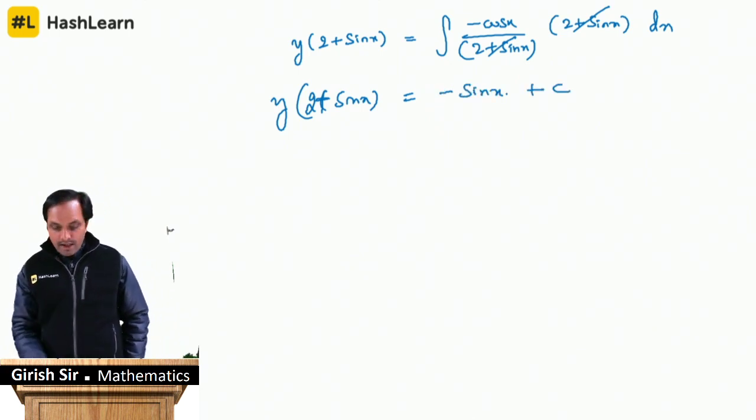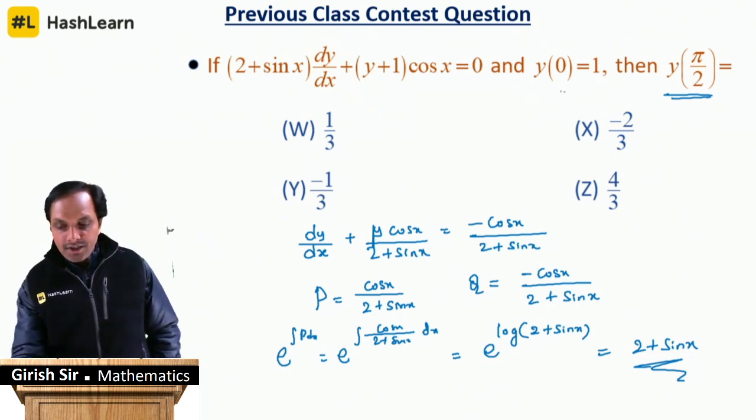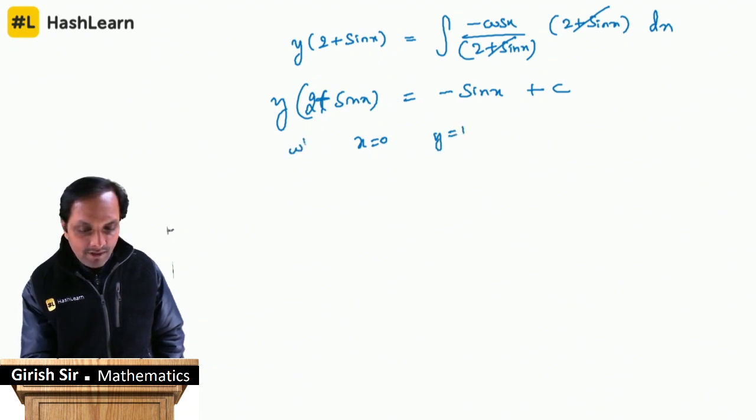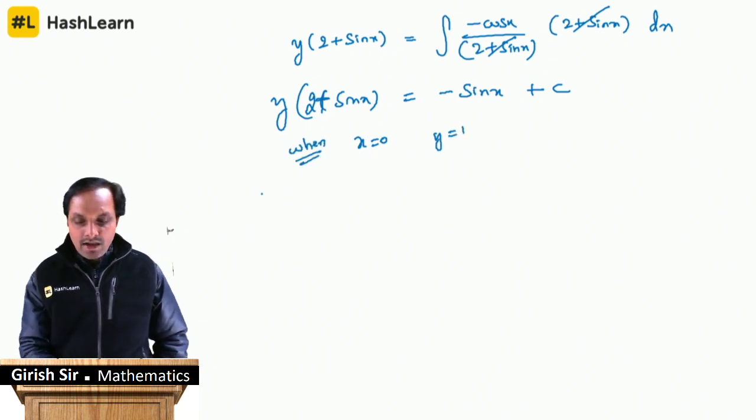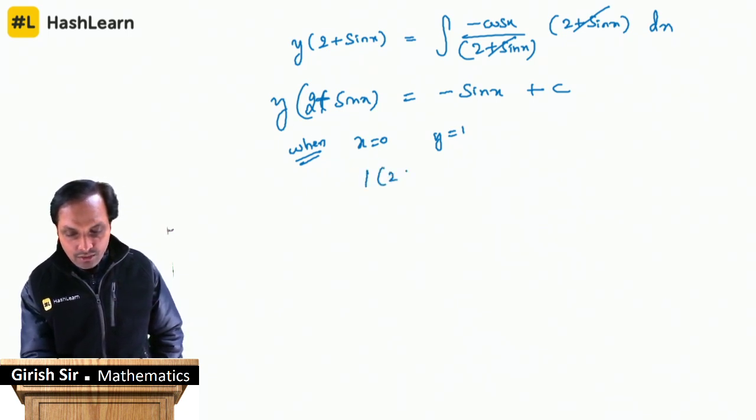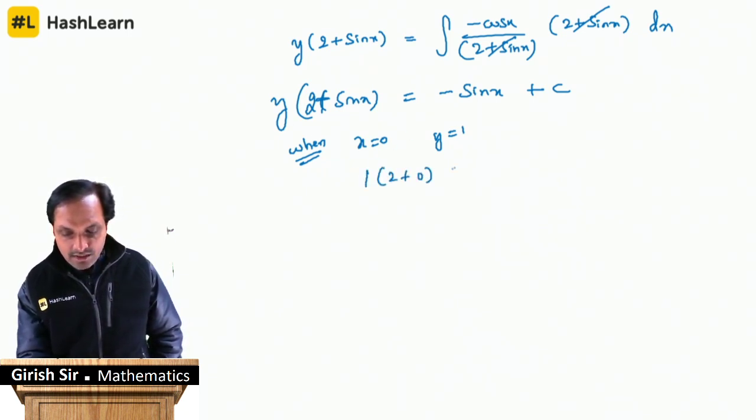Okay, they are asking you to find y of pi by 2. Before that you need to put x is equal to 0, y is equal to 1. When x is 0, y is 1, so y is 1, this becomes 2, sin 0 is 0, so the value of c becomes 2.